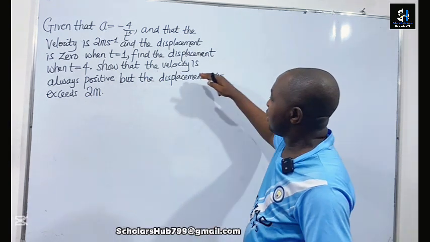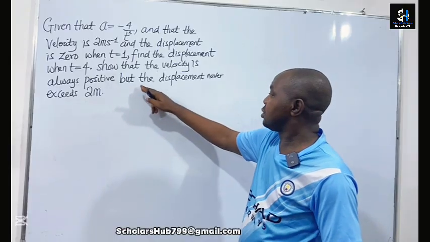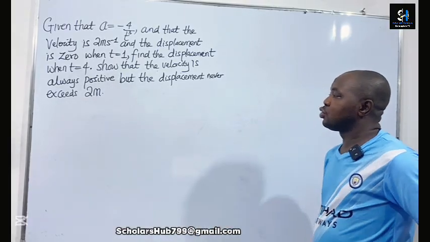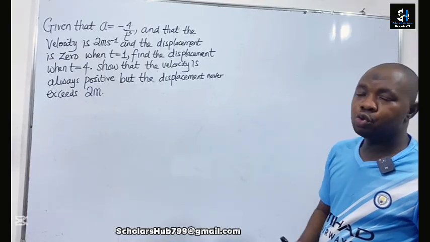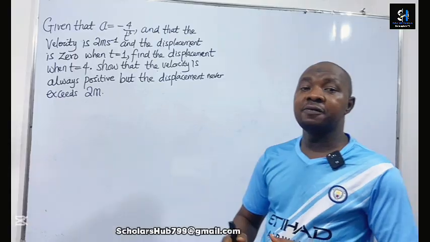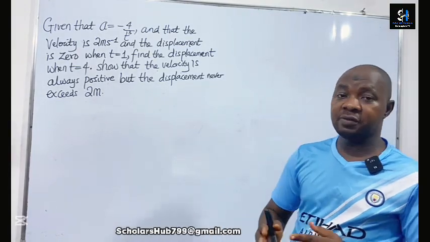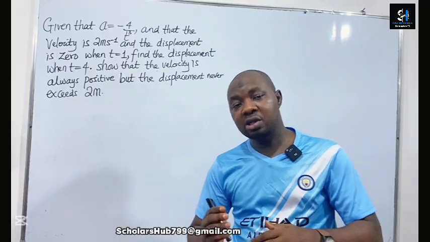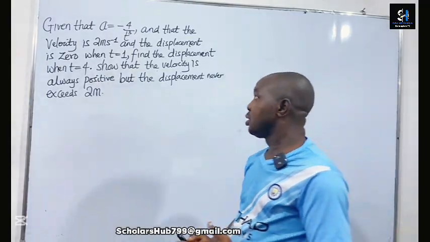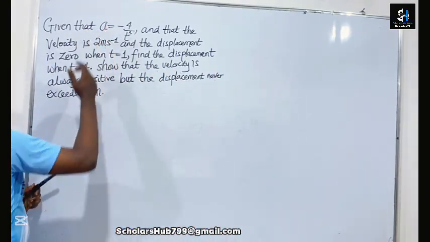Another question we have here is for us to show that the velocity is always positive, but the displacement never exceeds 2 meters. All right, so in this case, the first thing to do is to find the velocity function. But first, we need to understand that we're able to find the velocity function because we know that acceleration can be defined as the rate of change of velocity. So we need to integrate this function. This is the acceleration function.